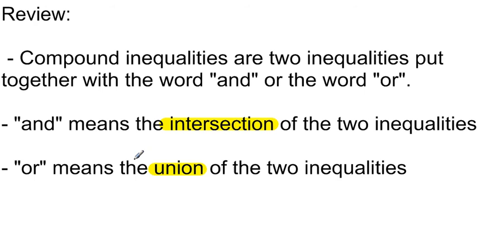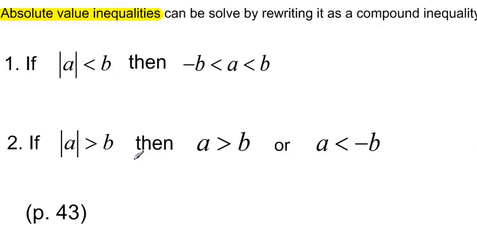To review from part 1, compound inequalities are two inequalities put together with the word and or the word or. And means the intersection of two inequalities, or means the union of two inequalities. When we're solving absolute value inequalities, you can rewrite them using a compound inequality.